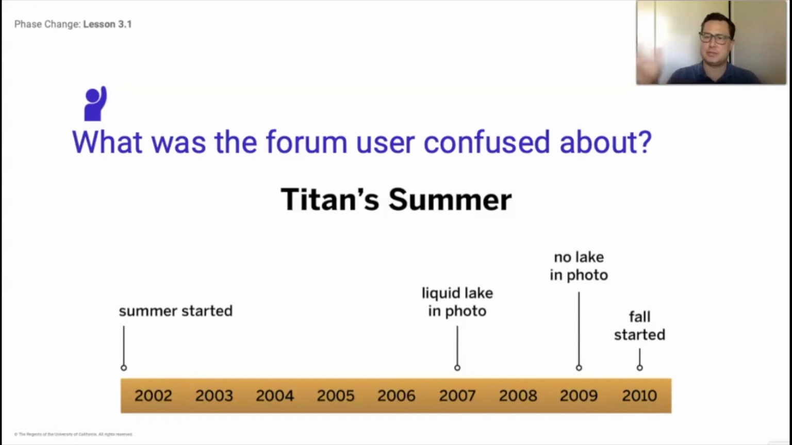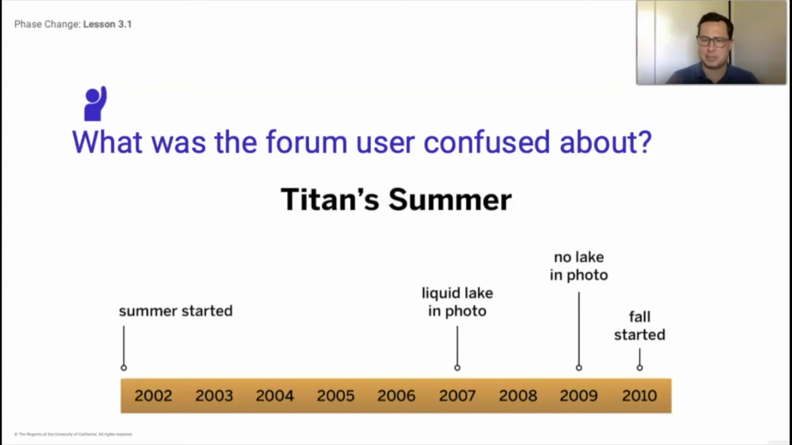Well, Dr. Flores found the forum user who said, basically, summer started. They have evidence that summer started back in 2002, and then there's a liquid lake photo in 2007 from the probe. Why didn't it evaporate between them? And so, what were they confused about? Take a second, pause the video, and talk to someone about this question. What are some things that you could think about that would help them understand the question and what they're confused about?